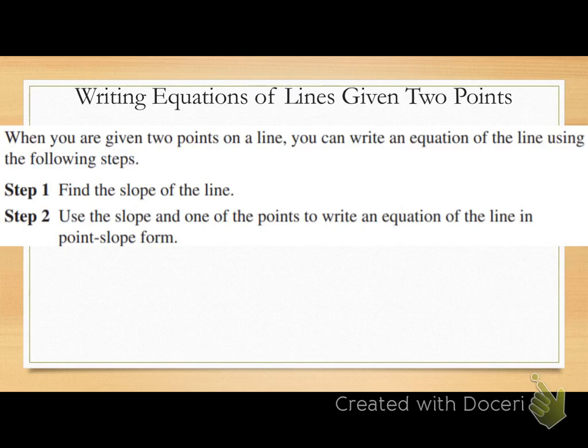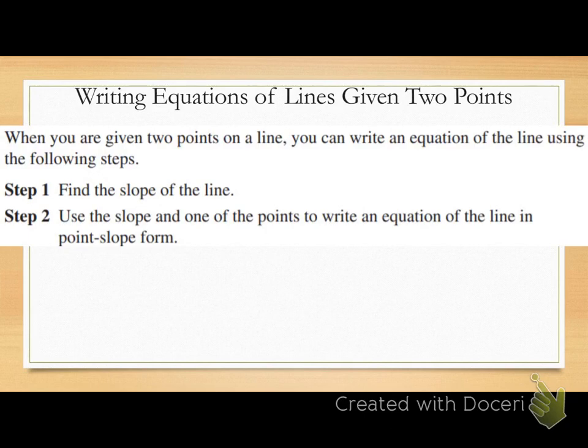So let's talk about if you're just given 2 points instead of a point and a slope. What 2 pieces of information do I need in order to write an equation in point slope form? Slope and a point. So if I'm given 2 points, what do I need to find? The slope. So when you are given 2 points on a line, you can write an equation of the line using the following steps. Step 1, find the slope of the line.